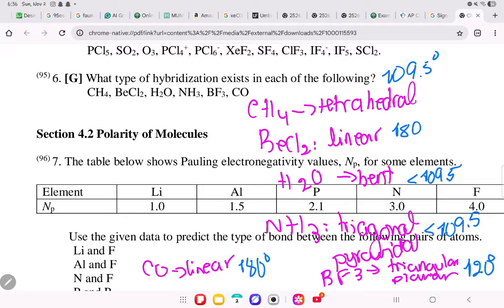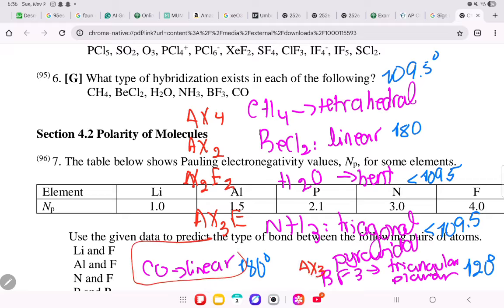Oh, and I forgot to mention, we can also use their shapes, because let's say this is what? This is AX4. This is AX2. What is H2O? H2O is AX2E2. And NH3 is AX3E. BF3 is what? BF3 is AX3. CO2 is collinear, my bad. CO does not have a specific shape because it's only 2 atoms, so we don't really consider it. We're gonna leave it aside.